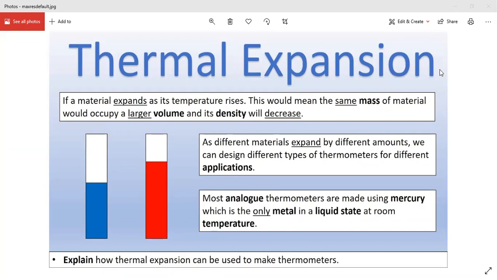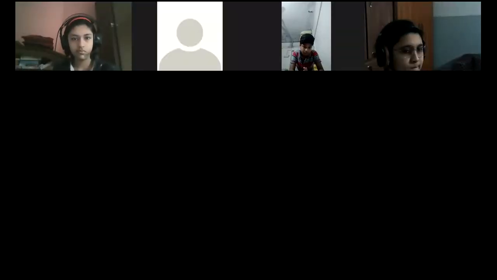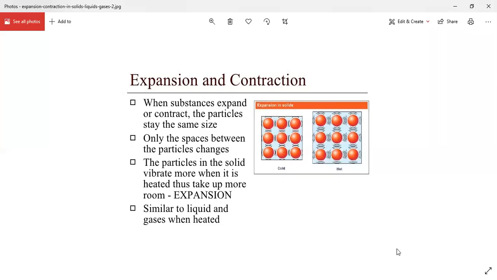That is all there is to expansion and contraction, and expansion and contraction happens in all types of substance, whether it is your solid, liquid, or a gas. It is applicable in all these three substances. When we talk about expansion and contraction in solids, first we need to understand these four main points: when substances expand or contract, the particles stay the same size. The particles that were joined together to form that liquid, solid, or gas remain at the particular size only.